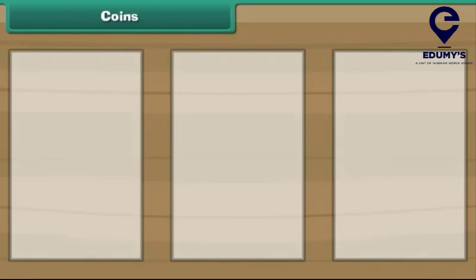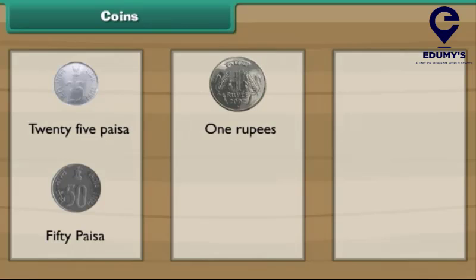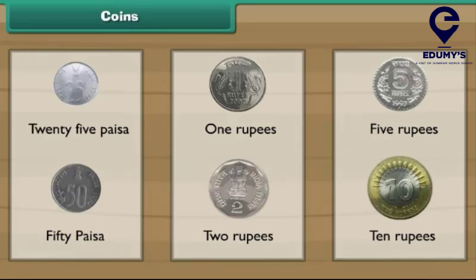Coins. Look at this small coin. It is a 25 paisa coin. Look at this slightly bigger coin. It is a 50 paisa coin. This is a 1 rupee coin. This is a 2 rupee coin. This is a 5 rupee coin. This is a 10 rupee coin.